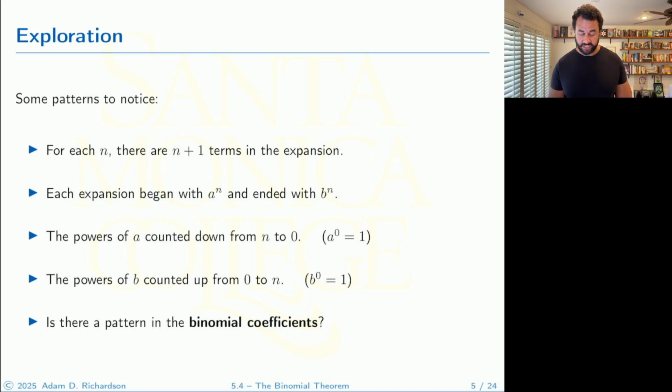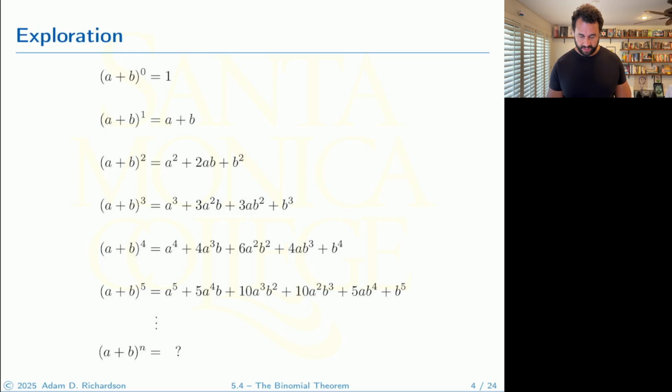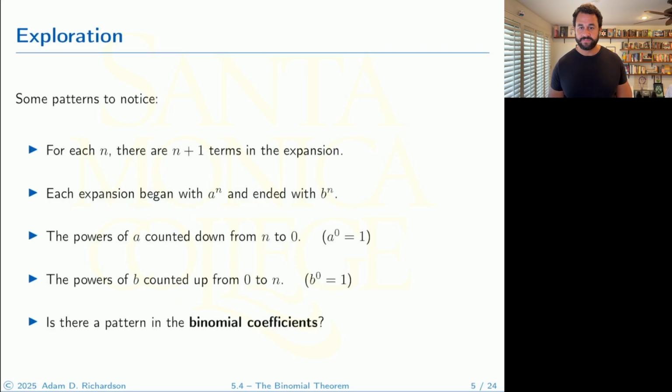Another one, notice that each expansion began with a to the n and ended with b to the n. Let's look back and see. Look, a to the 1, a squared, a cubed, a to the 4th, a to the 5th, right? It's matching that power there. And then ending with b squared, b cubed, b to the 4th, b to the 5th, just like that. So that's another pattern to notice.